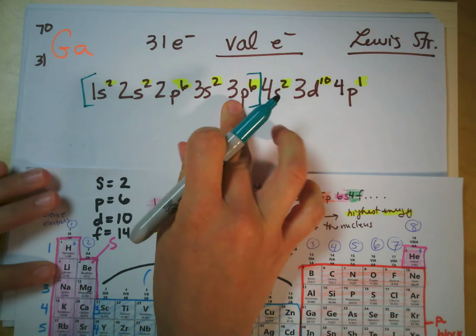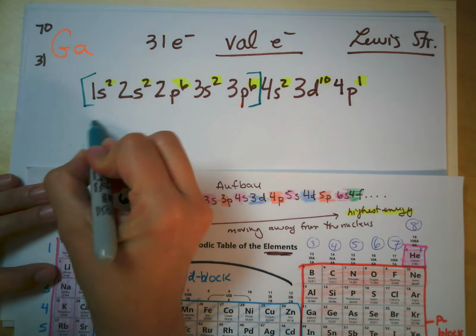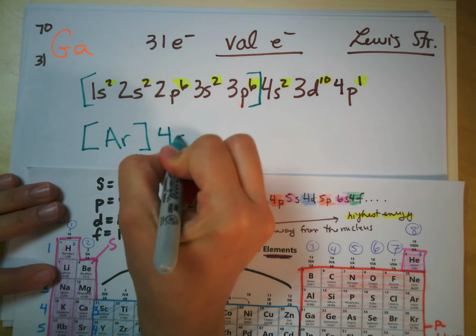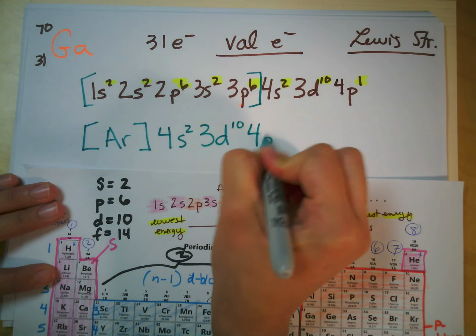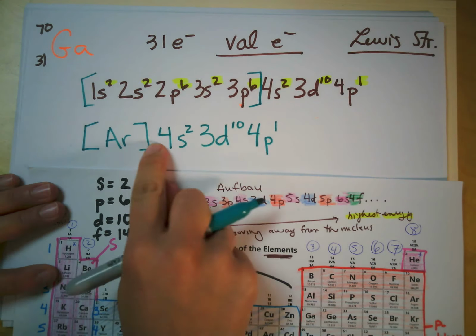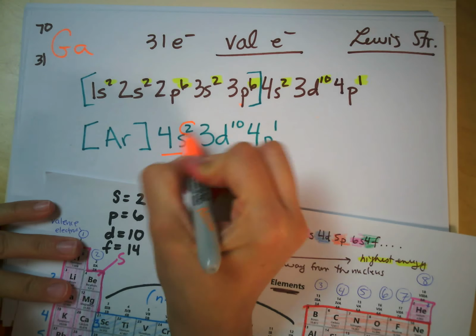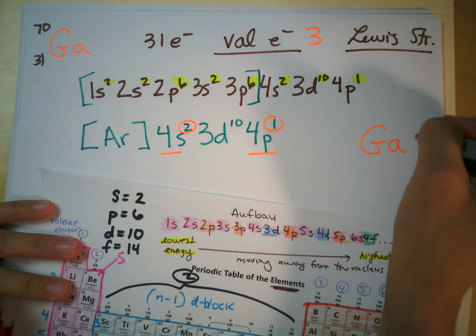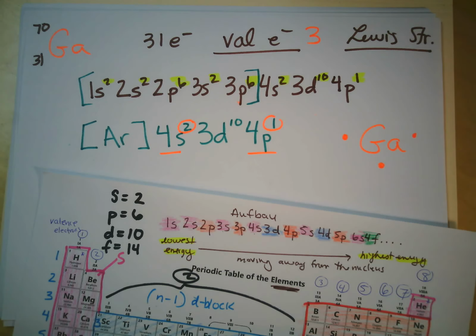So all of this would be the same electron configuration for argon. So instead of writing all that out, we could just write argon 4s2, 3d10, 4p1. And you'll notice that we still have those valence electrons being demonstrated to us. So in this case, it's the highest S and P. 2 plus 1 is 3. So gallium is going to have 1, 2, 3 valence electrons.